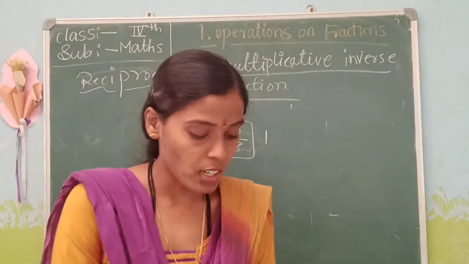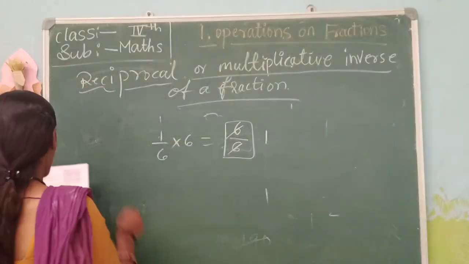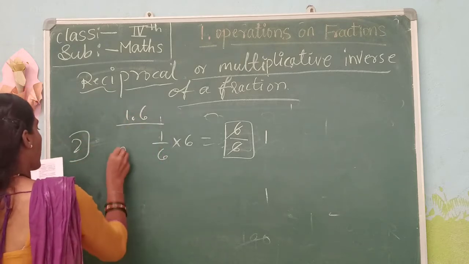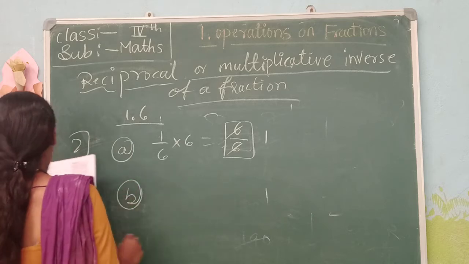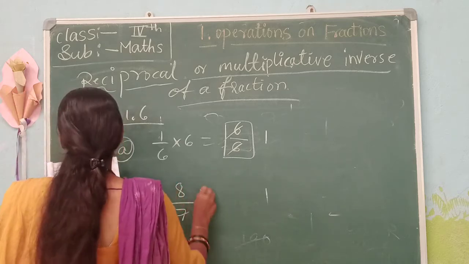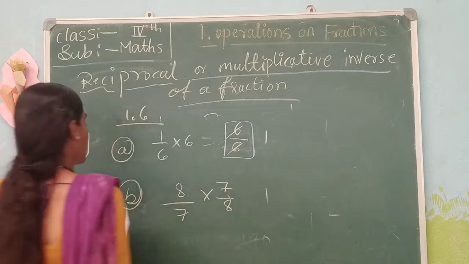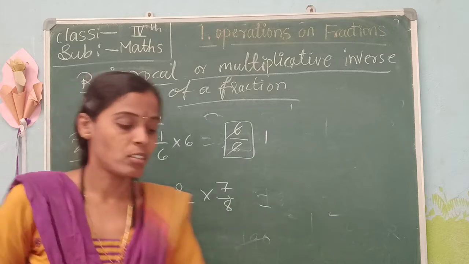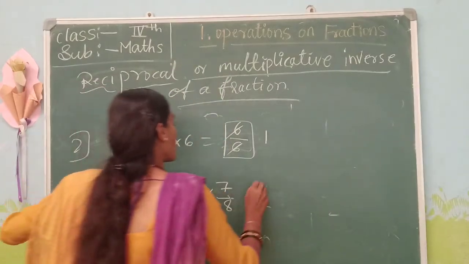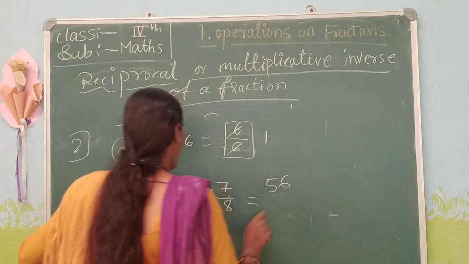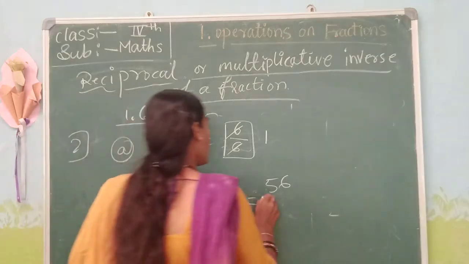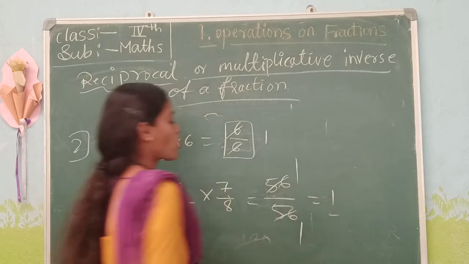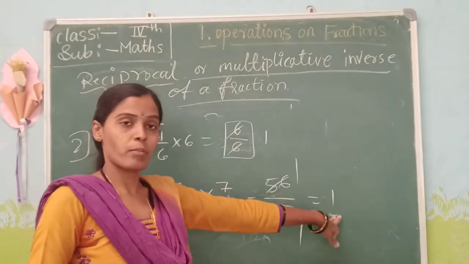Understand? Then the second one in exercise 1.6 is 8 by 7 into 7 by 8. 8 sevens are what? 56. Yes? Then 7 eights are what? Again 56. Now 56 by 56 is 1. So the answer is 1.